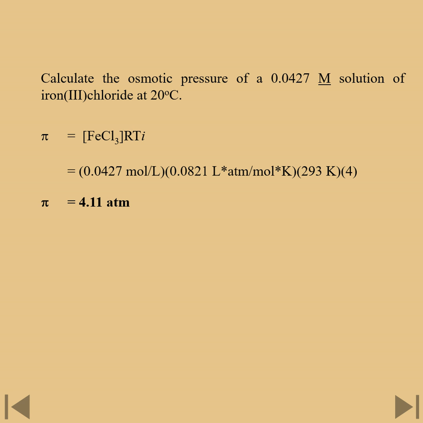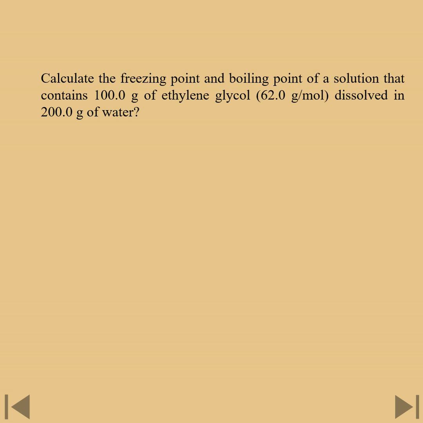Okay, calculate the freezing point and boiling point of a solution containing 100 grams of ethylene glycol dissolved in 200 grams of water. By the way, ethylene glycol is radiator fluid. And by the way, that's poisonous to most mammals. Okay, well, for the freezing point of water, our normal freezing point is going to be 0 degrees C, and we're subtracting delta T. Delta T is the colligative freezing point constant times the molality times i.